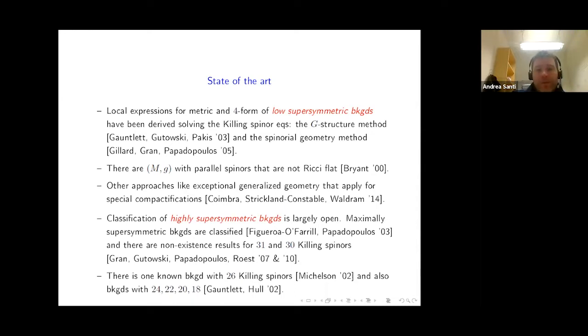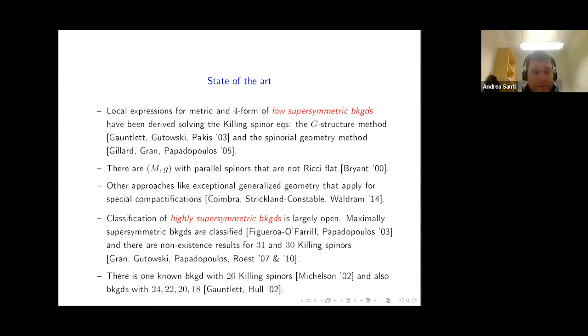The classification of the highly supersymmetric backgrounds, on the other hand, so those admitting more than 16 Killing spinors, is largely open. The maximally supersymmetric ones, those admitting 32, were classified by Figueroa-O'Farrill and Papadopoulos in 2003. And I'll explain to you today how this classification can be recovered in purely Lie algebraic terms. And there are some gap results. There are no solutions with locally exactly 31 or 30 Killing spinors. The proofs of these two results are rather involved.